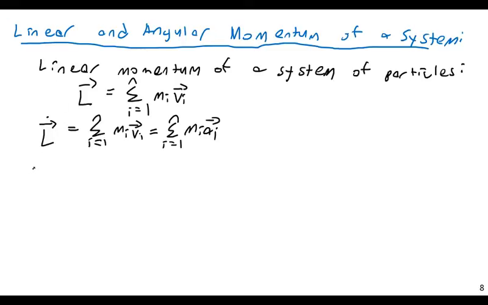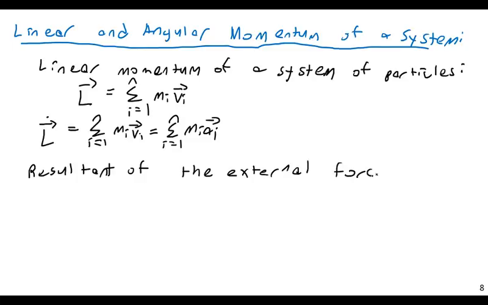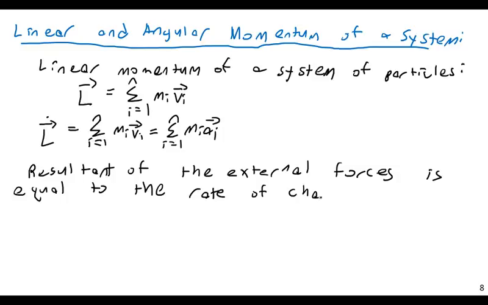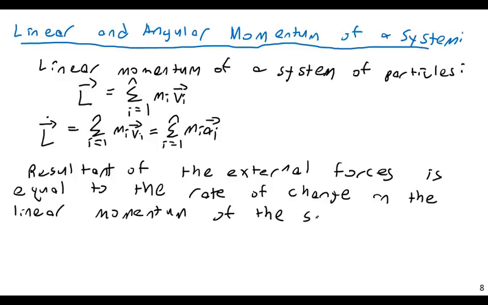And from this, I can also say that the resultant of the external forces is equal to the rate of change, very similar to what we've seen before, of the linear momentum of the system of particles. So the resultant of external forces is equal to the rate of change in linear momentum. Or this could just collapse to the summation of forces is equal to L dot.